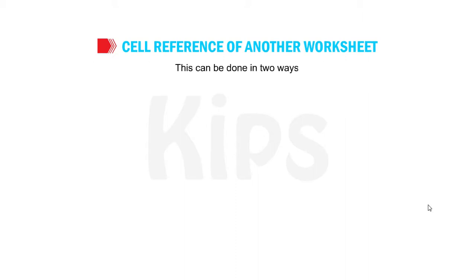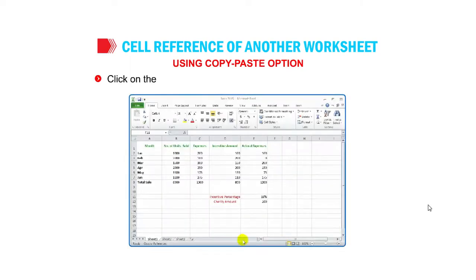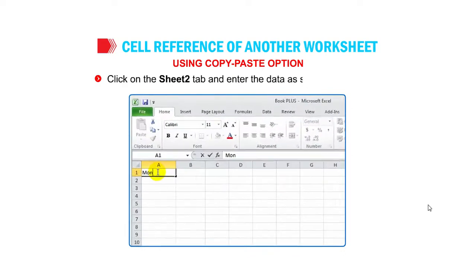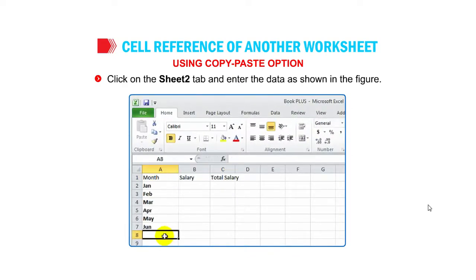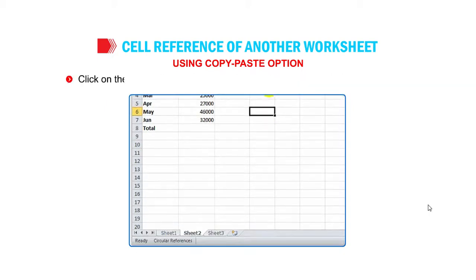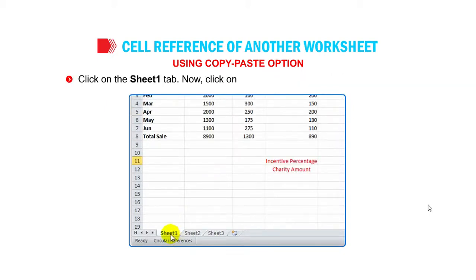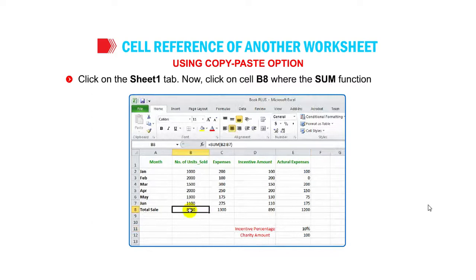This can be done in two ways. The first is by using copy-paste option. Click on the Sheet 2 tab and enter the data as shown in the figure. Click on the Sheet 1 tab. Now click on cell B8 where the sum function is used.